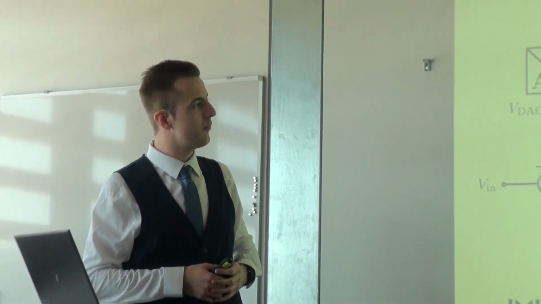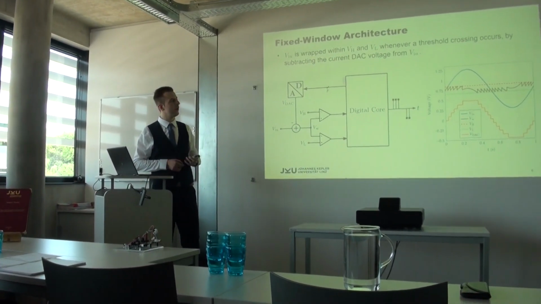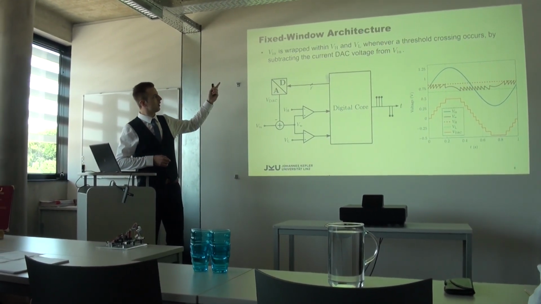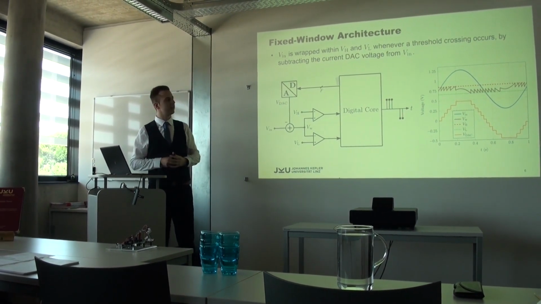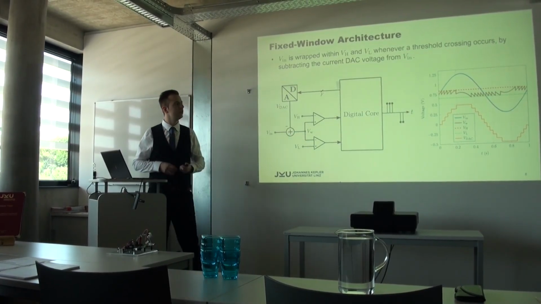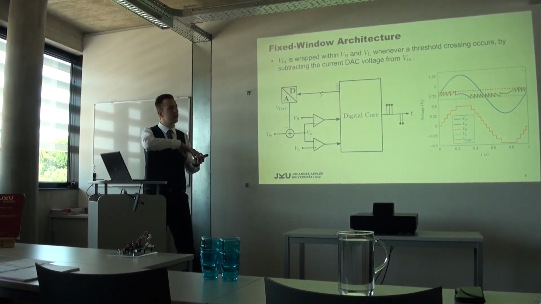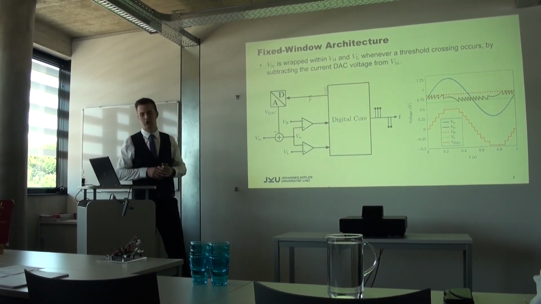Another interesting architecture is the fixed window architecture. Here the thresholds are fixed, but the signal is always wrapped into this window by subtracting the current DAC voltage V_DAC. And this has the advantage that the comparators don't need to have rail-to-rail input, so they can be optimized for the specific voltage range.